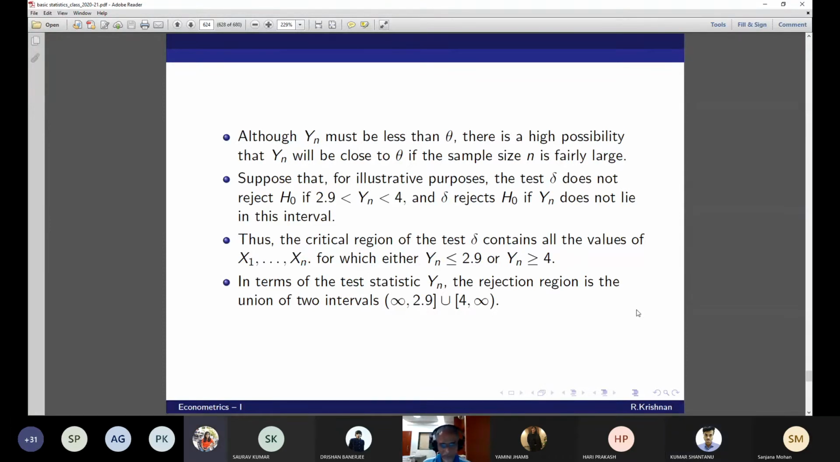So suppose for illustrative purposes the test does not reject this. Now you tell me the third bullet point. The critical region of the test delta contains all the values of x1 for which either Yn is less than or equal to 2.9. Why this equality sign? This is the formal nature, you always take the boundary also. Yn is less than or equal to 2.9 or Yn is greater than or equal to 4. Sir, where did we get this 2.9? Sir, 2.9 is for illustrative purposes only. I'm just saying it is 2.9.